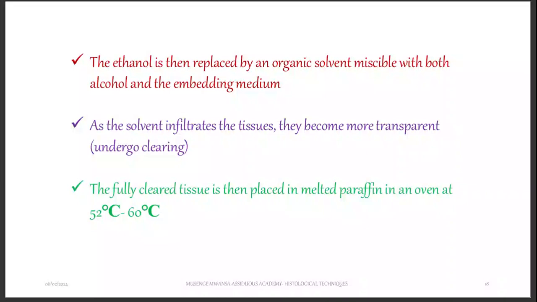So once you've removed the water, remember you've removed water, but you've put in what? You've put in alcohol in your cell. So the next thing should be clearing. Clearing is you removing that ethanol. And how do you remove the ethanol? You replace it with an organic solvent. Now, this organic solvent that you are using is miscible with both alcohol and the embedding medium.